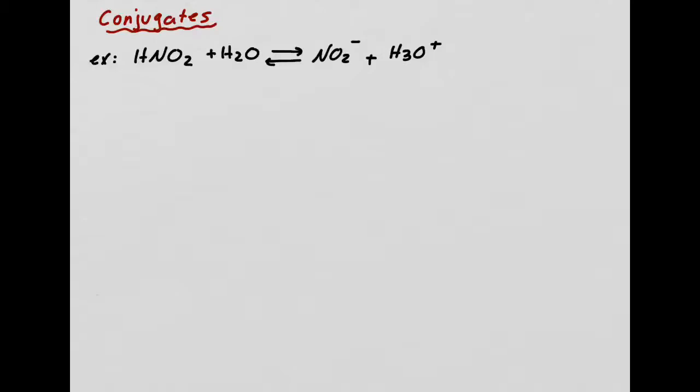Now, the conjugate here is NO2 minus. NO2 minus is the conjugate of HNO2. So what is the conjugate? A conjugate is the species that is left over after the acid loses the hydrogen. After the acid loses the hydrogen, the species that is left over is the conjugate. Not bad, right? HNO2 is going to lose the hydrogen, and when it does, NO2 minus is left behind. That is the conjugate.